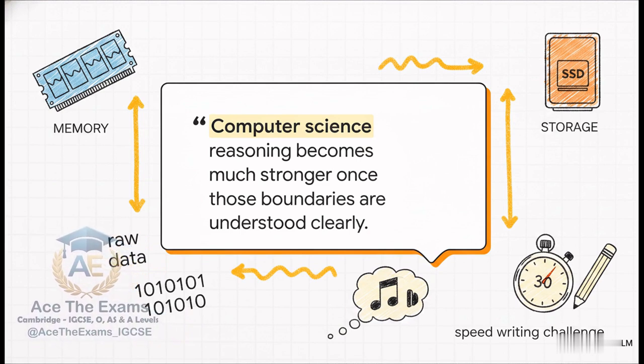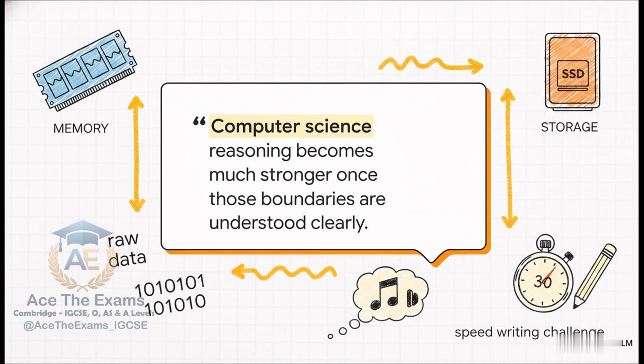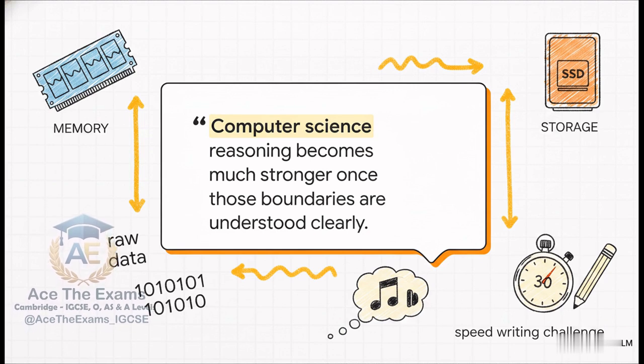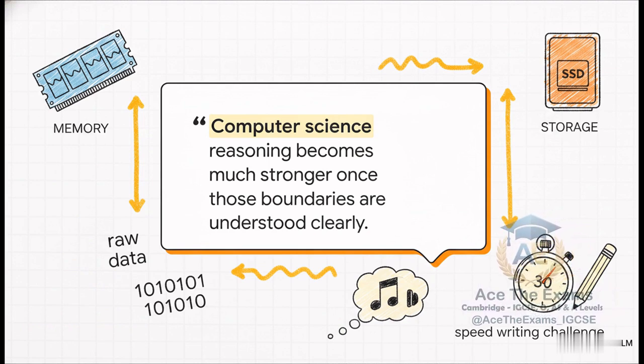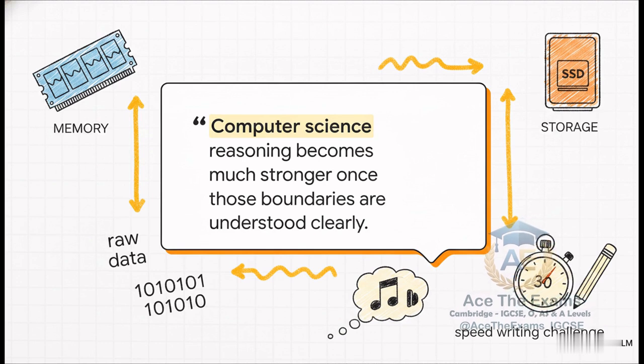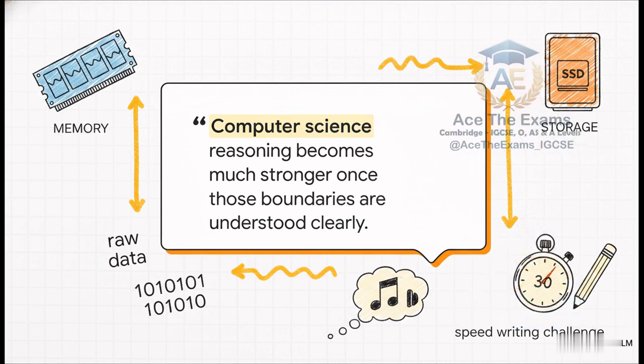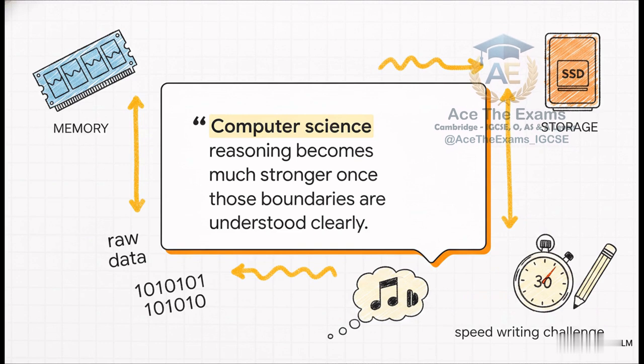You must know the boundary between memory, which is volatile RAM used for active processing, versus storage, which is the non-volatile SSD holding the sound file permanently. You must know the boundary between raw data, which is just the binary ones and zeros of the sound sample, and information, which is how the media player actually interprets that data as a song you can listen to.